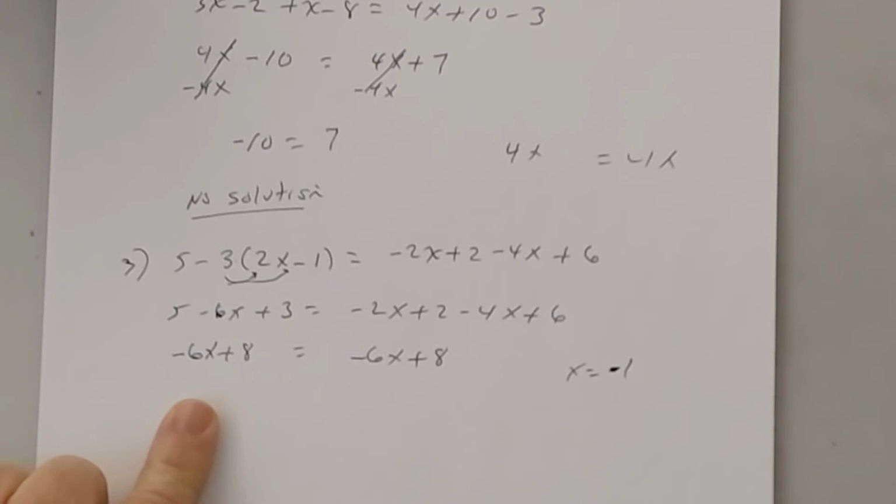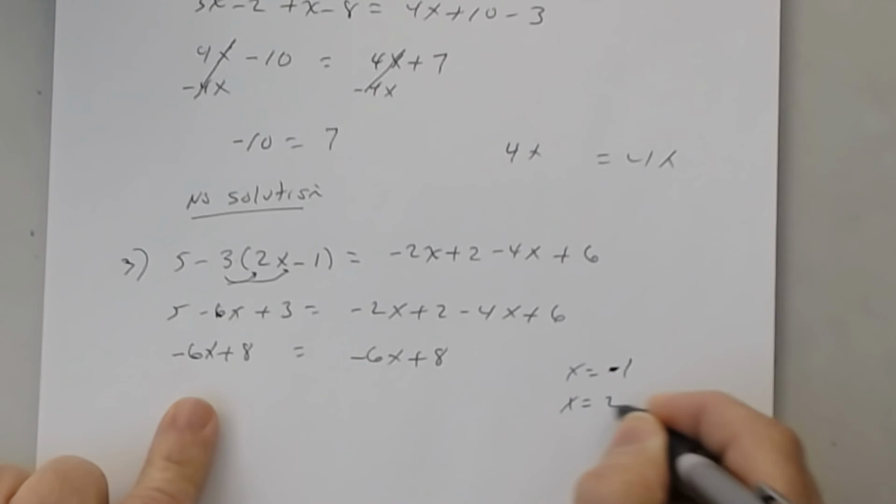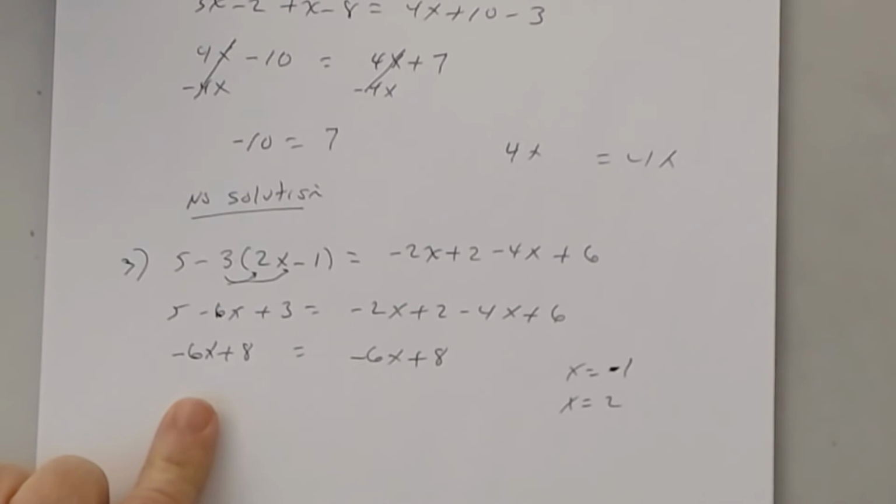Let's try 2. If x is 2, what's negative 6 times 2? Negative 12. What's negative 12 plus 8? Not 4, negative 4. And you do the same thing here. Don't you get negative 4? So x equals 2 is a solution. So you have how many solutions? 2. How many do you think there are?